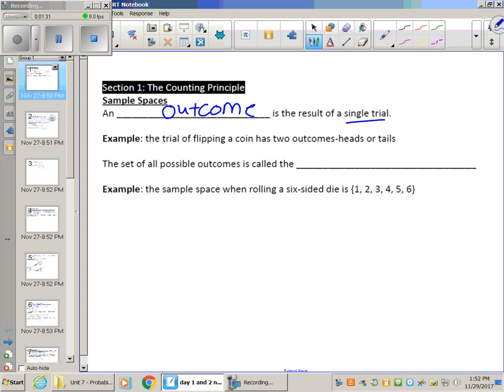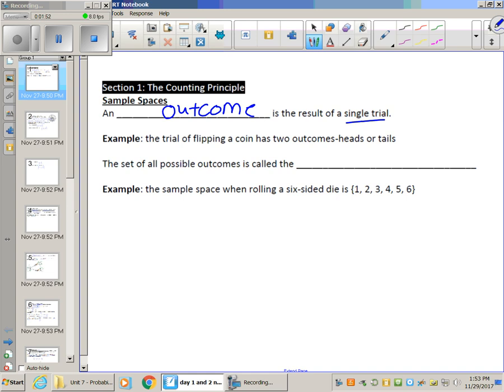Whenever we're in probability, we're going to be doing something. What's the probability of us rolling a 6 on a die? What's the probability of us drawing a card? What's the probability of something happening? That's called a trial. That's a single trial. Now the outcome is the result of that trial. That's what we're going to be trying to identify.